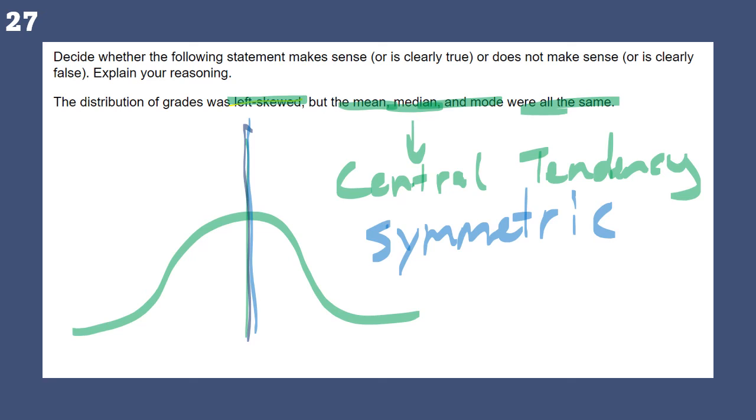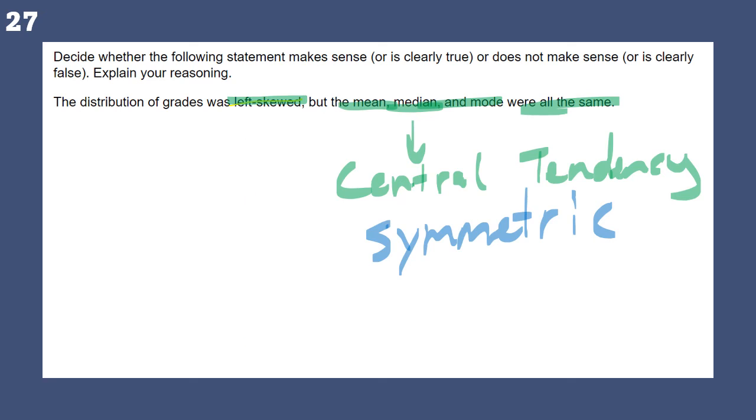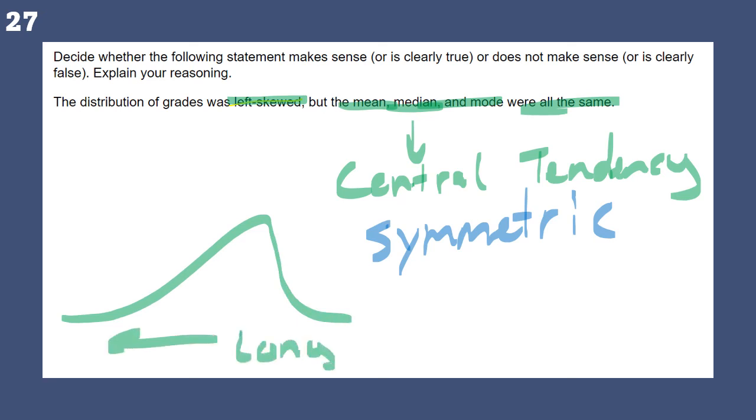Now, when would it not be symmetric? We could also have something left skewed. What left skewed means is that the tail is longer on the left. So I'm going to show you a situation where the tail is longer on the left. This is left skewed because it has a long left tail. In this case, it doesn't really make sense to have the middle in all three of those be the same, because as we pull the tail in one direction, that's going to have an effect on the mean, median, and mode.